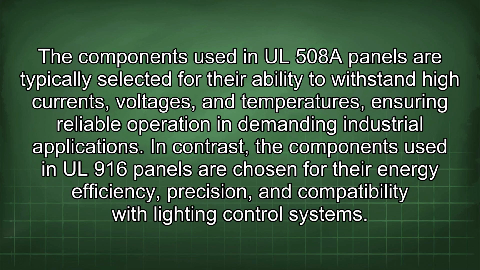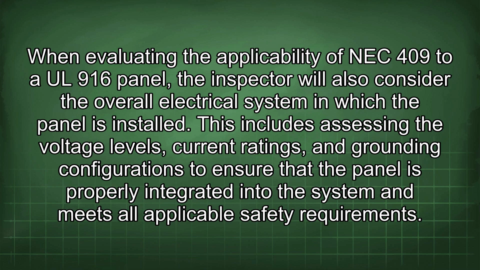The components used in UL 508 panels are typically selected for their ability to withstand high currents, voltages, and temperatures, ensuring reliable operation in demanding industrial applications. In contrast, the components used in UL 916 panels are chosen for their energy efficiency, precision, and compatibility with lighting control systems. When evaluating the applicability of NEC 409 to a UL 916 panel, the inspector will also consider the overall electrical system in which the panel is installed.